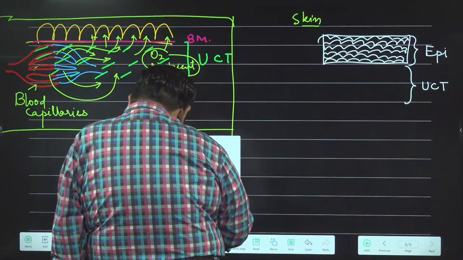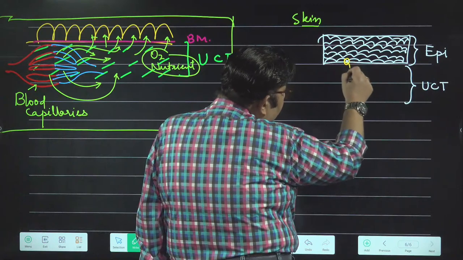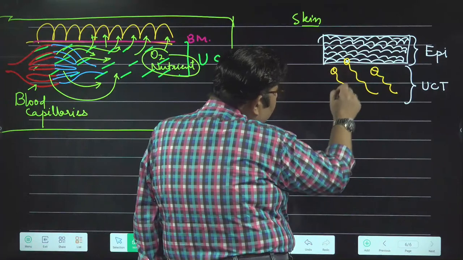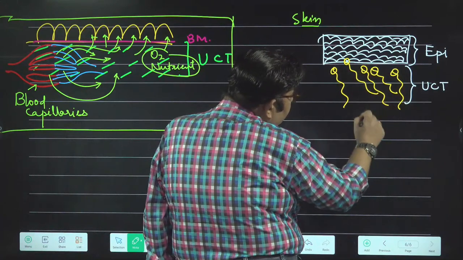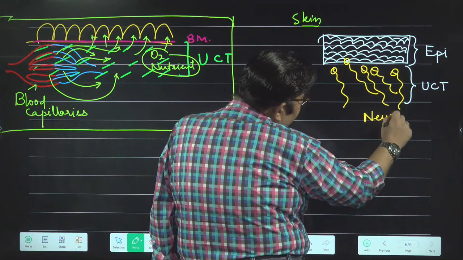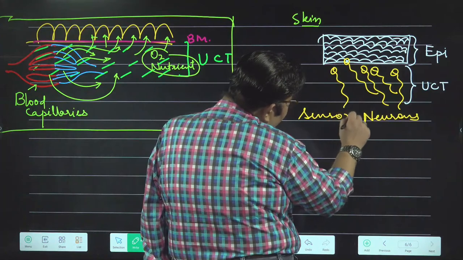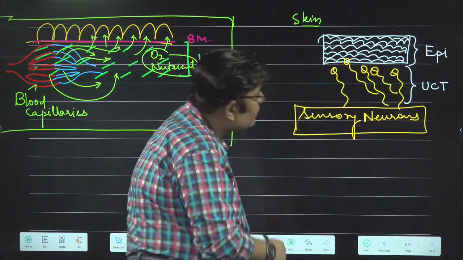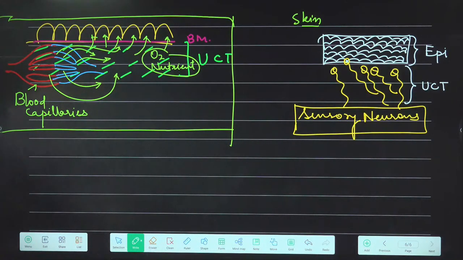So dermis has blood supply, and dermis also has the nerve supply. The neurons are there in the dermis. These are the sensory neurons present in the underlying connective tissue.